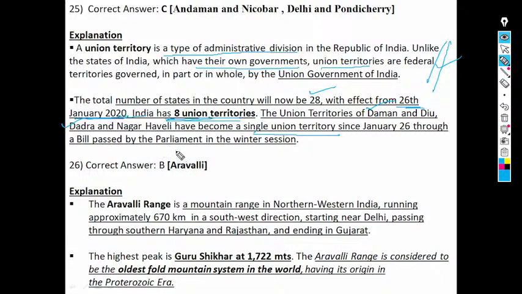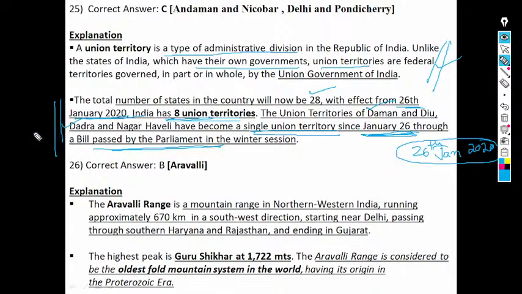The Union Territory of Daman Diu and Dadra Nagar Haveli have become a single union territory since 26 January 2020, when a bill was passed in the Parliament in the winter session particularly.